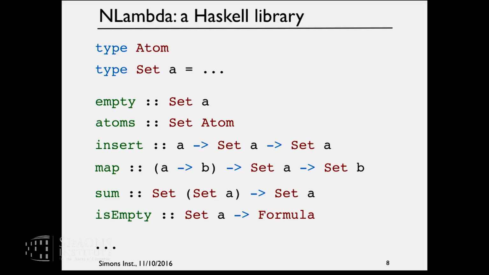There is also an isEmpty function that is an important primitive. It lets you check if a set is empty. It doesn't return a Boolean value. It returns a new type, which I will explain in a moment. So this formula type is a new type that replaces the Boolean type. It needs to be a bit more complicated than just a two-value set.